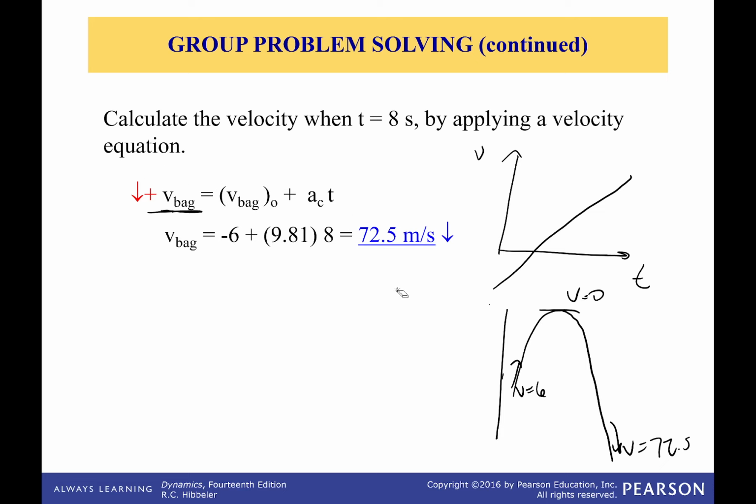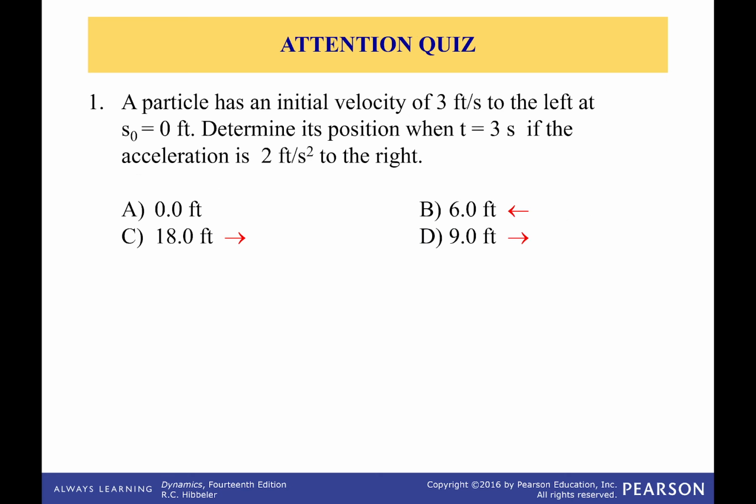And all I had to use was my constant acceleration equations. So I plug in my velocity, that's negative 6. I plug in my time, and I have an answer. Cool. So that should do it for now.